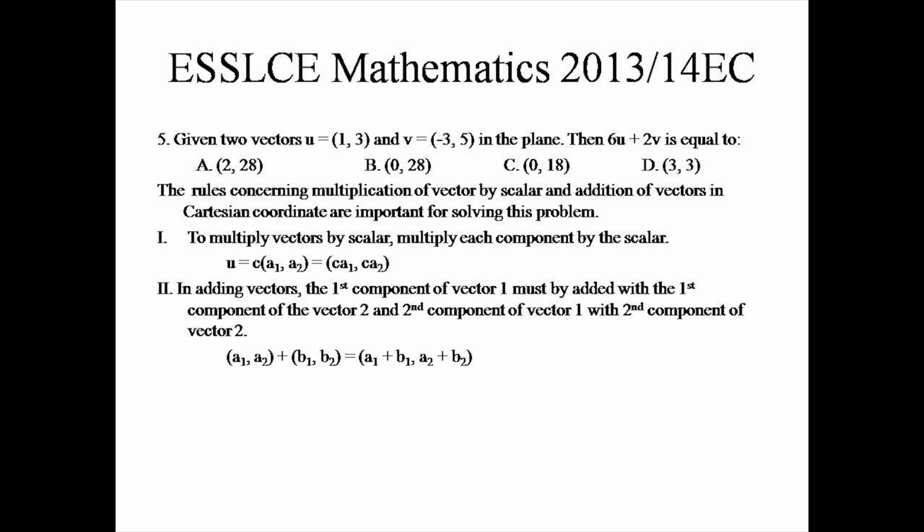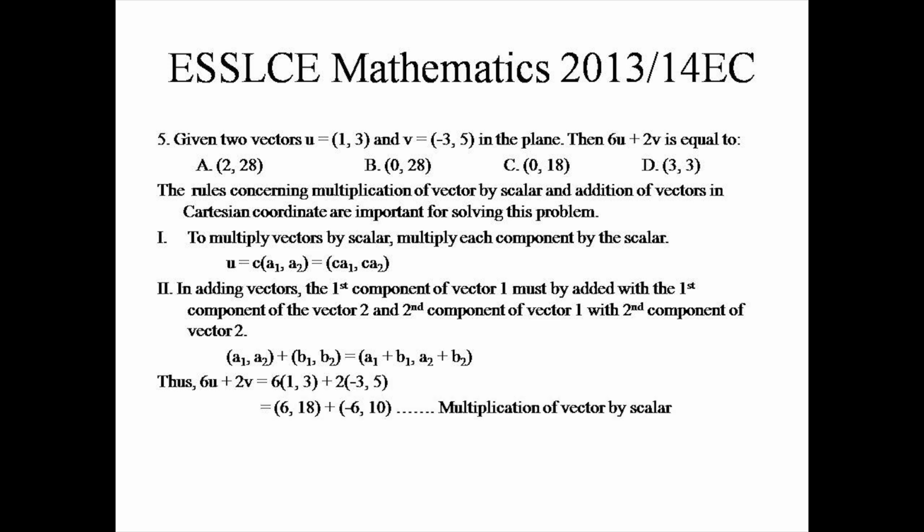Then the inquiry 6u plus 2v is equal to 6 times the ordered pair of u, that's (1, 3), plus 2 times the ordered pair of v, that's (-3, 5). 6 times 1 is 6, 6 times 3 is 18, plus 2 times negative 3 is negative 6, 2 times 5 is 10. 6 plus negative 6, 18 plus 10. That is the first component added with the first component, and the second component added with the second component. 6 plus negative 6 is 0. 18 plus 10 is 28. So choice B is the answer.